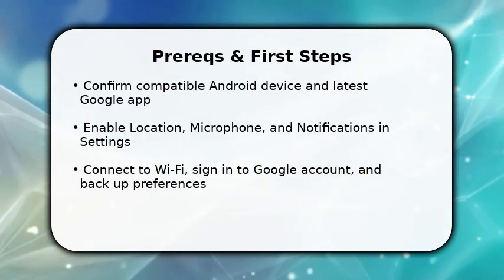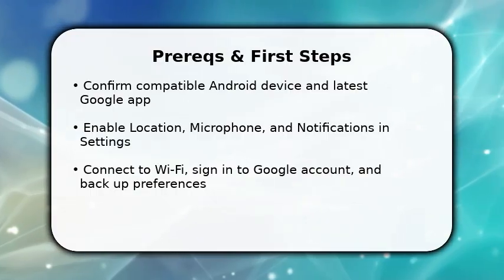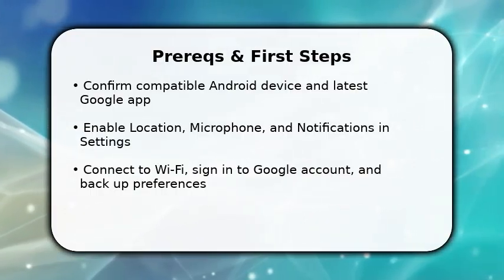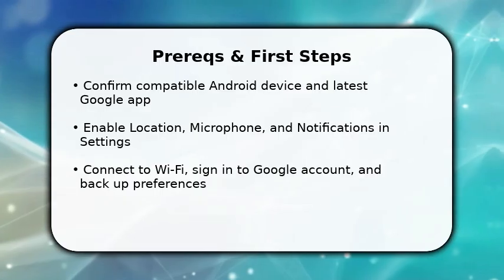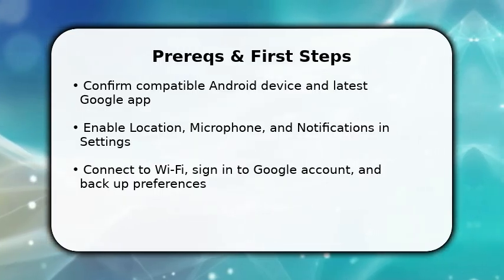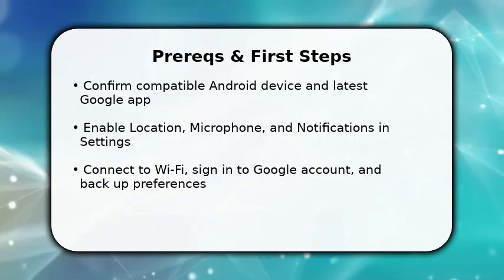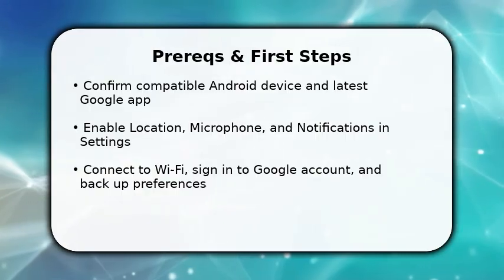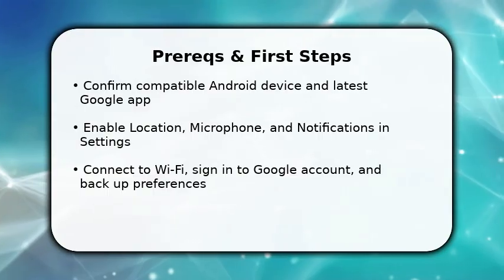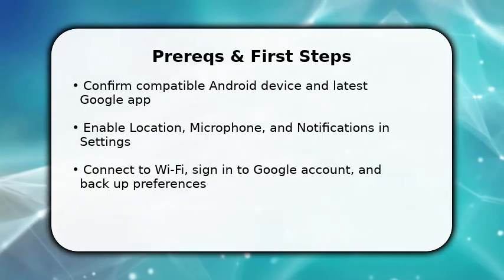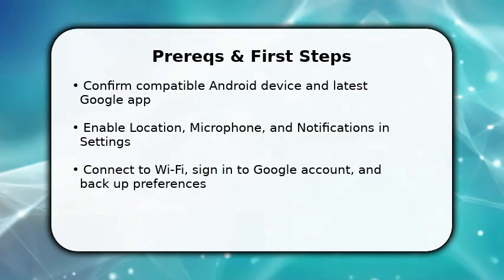You start by making sure your phone meets the essentials: compatible Android, Google app updated, and Google account signed in. Next, open Settings and enable location, microphone, and notifications so Google Assistant can respond reliably. Once done, connect to Wi-Fi and confirm system updates are installed.